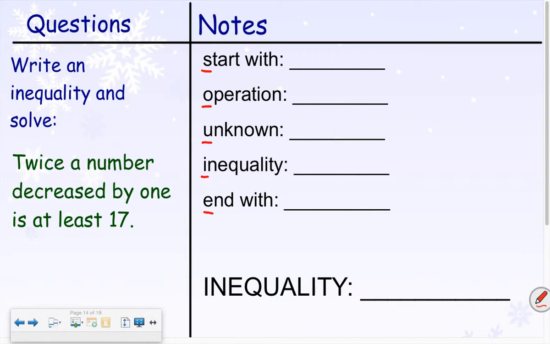Now, not every problem works perfectly with SUI, but I still think it helps you to more easily write an inequality. The last problem worked really nice with SUI. Not every problem is going to be super nice, but it will help. Okay, so let's again start with our unknown, which is always our variable, so x. And then let's write in our inequality. So our inequality on this one was at least.